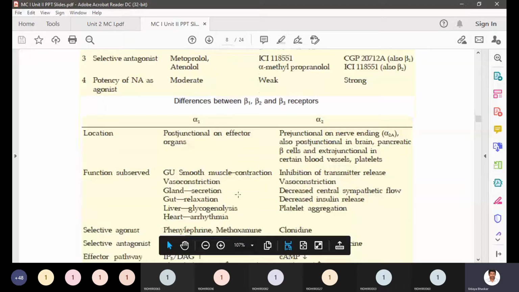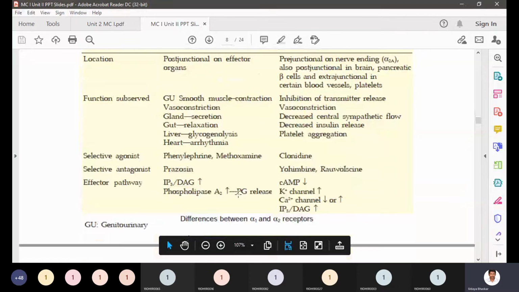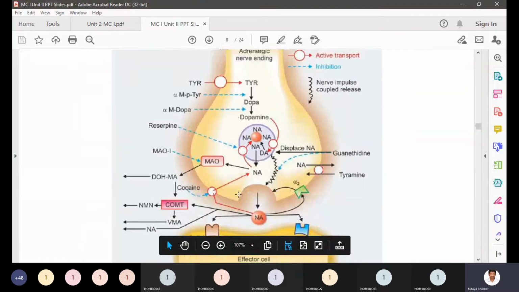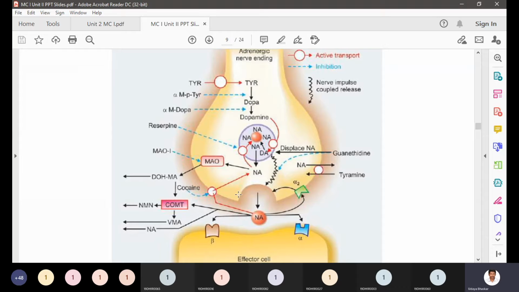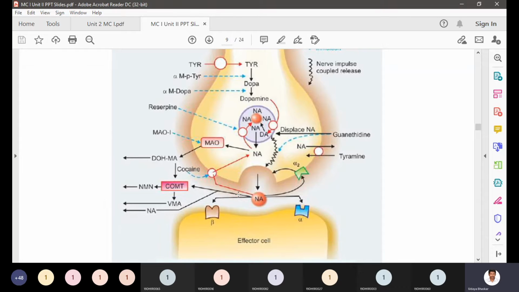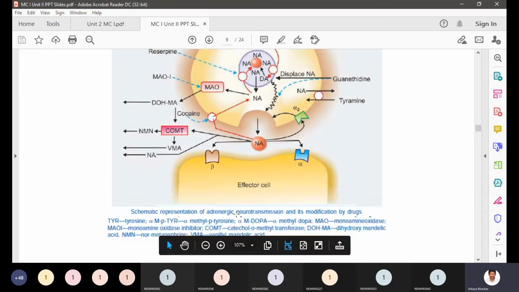So these are the distribution of receptors. Then this is the pictorial representation of axons, particularly of the sympathetic nervous system: how the noradrenaline is taken up and how it is released. It will be released in the synapse.